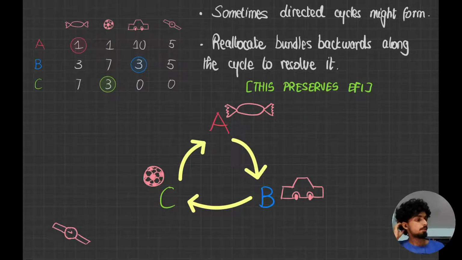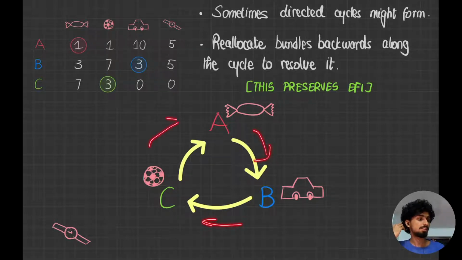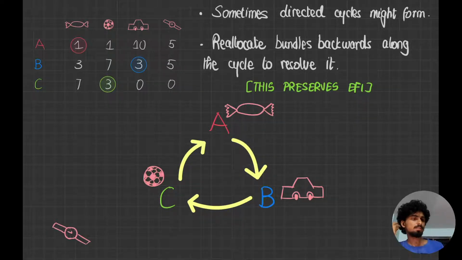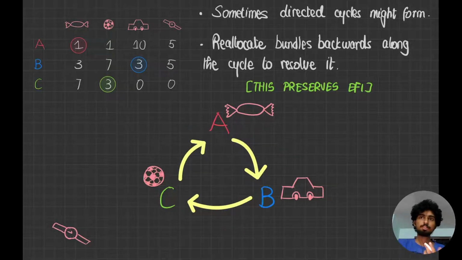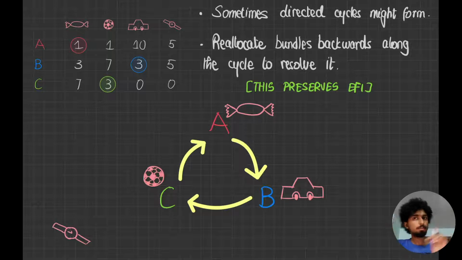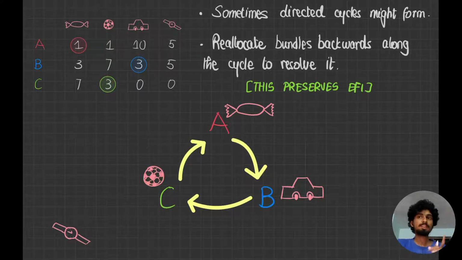In a cycle, everybody likes the bundle they are pointing to. So A likes B's bundle, B likes C's bundle, and C likes A's bundle. What can you do here? There's one nice thing you can do. You can resolve this cycle by giving every agent the bundle they are pointing to in the cycle. You can give B's bundle to A, C's bundle to B, and A's bundle to C, and everybody is going to become happier because they are getting a bundle they envy. The important thing is it doesn't just make the people in the cycle happier, it also preserves EF1.